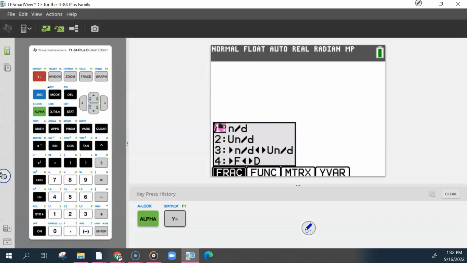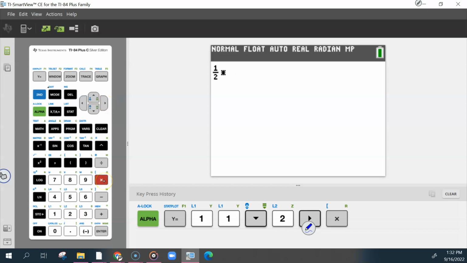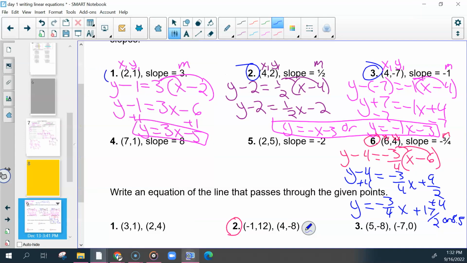How do you multiply that? So Alpha y equals, and then 1 or enter. Put in your fraction, scroll down to hit the bottom number, and then just multiply by negative 4. And then add 2 to both sides. What happens when we add these? We get 0. So y equals 1 half x, or y equals 1 half x plus 8. Either one.